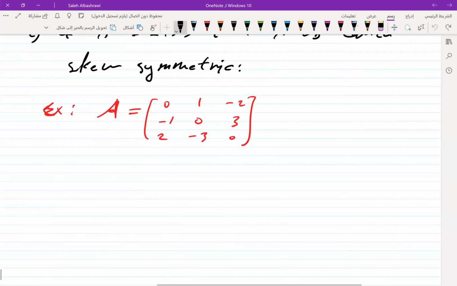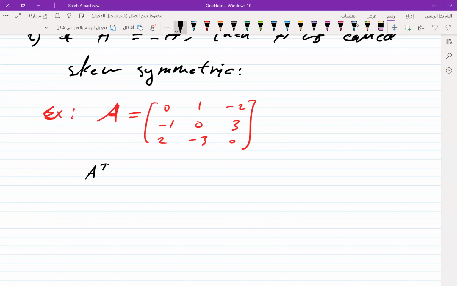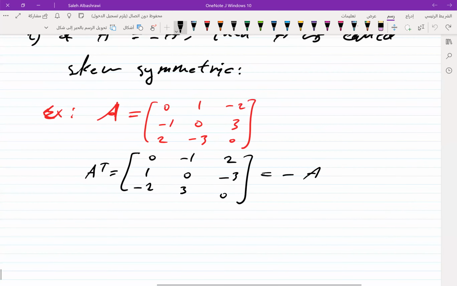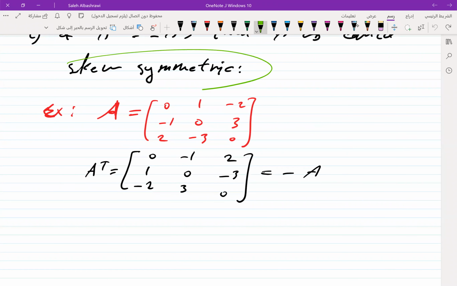The transpose of this matrix is equal to 0, 1, minus 2, minus 1, 0, and 3, and 2, minus 3, and 0. But this is equal to minus A. If you multiply A by negative, you will get this matrix. So A transpose in this case equal to minus A. If this is satisfied, we call this matrix co-symmetric.